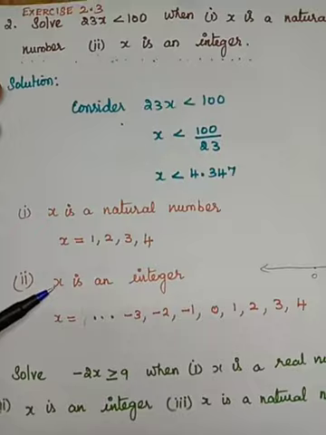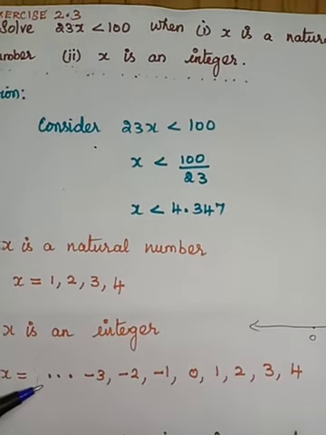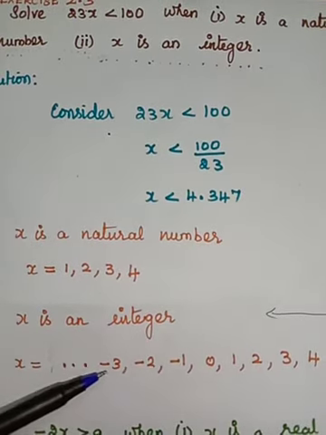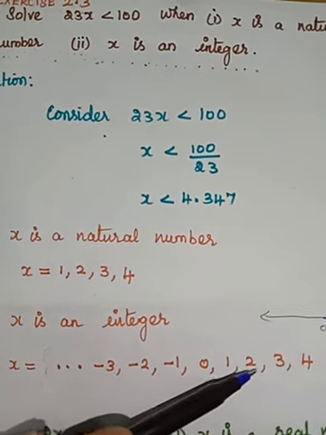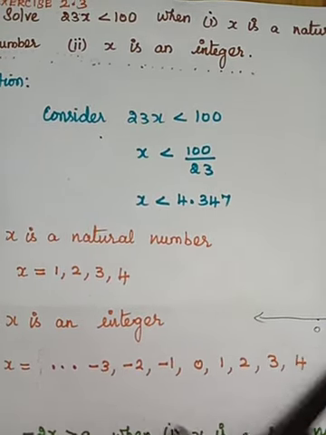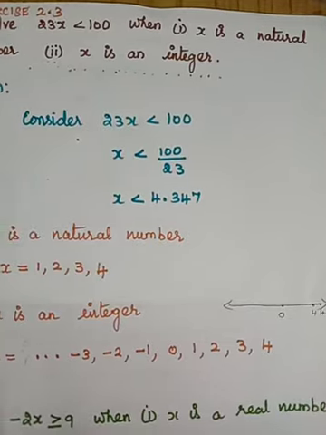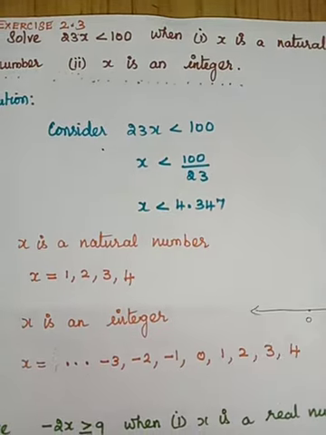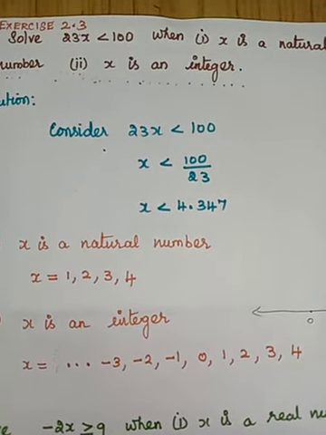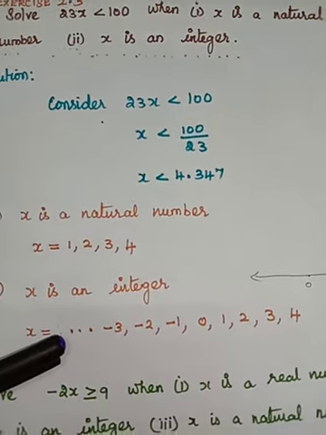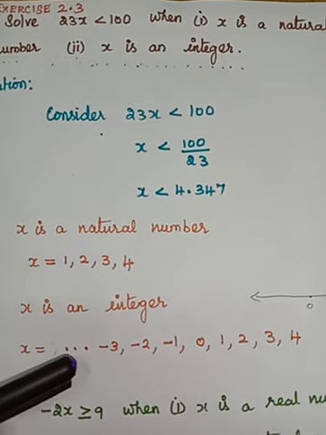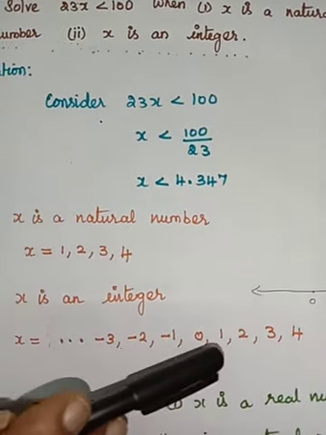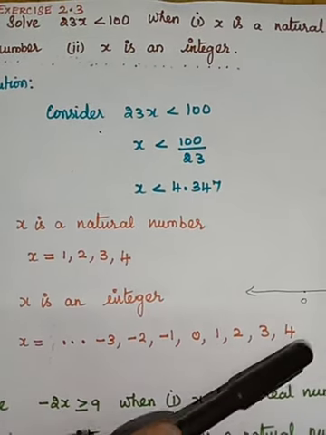Okay, so if x is an integer, x is equal to, it's from minus infinity. That's why I have written etc., three dots I have used. Then minus 3, minus 2, minus 1, 0, 1, 2, 3, 4. You should not take 5 because your 5 is greater than 4.3. So, minus infinity to 4. So, what are the integers between minus infinity and 4? You have to write it here, starting from etc. Okay, so you can write minus 6, minus 5, minus 4, minus 3, minus 2, minus 1, 0, 1, 2, 3, 4. After this, you have to stop.